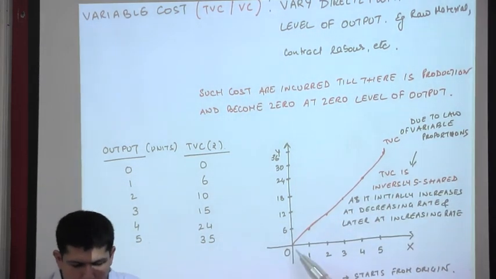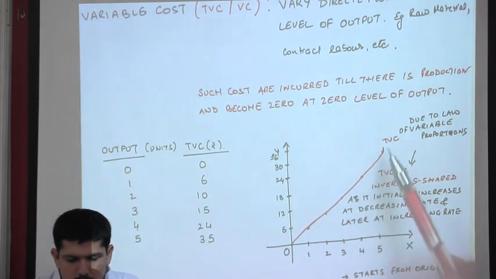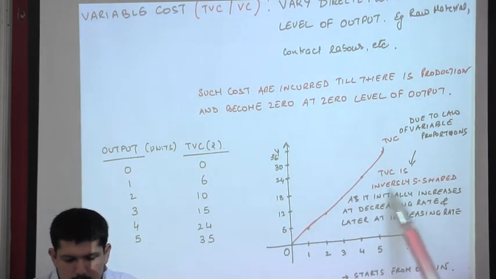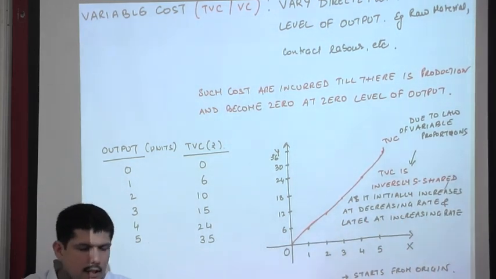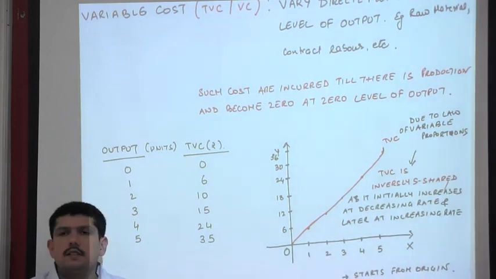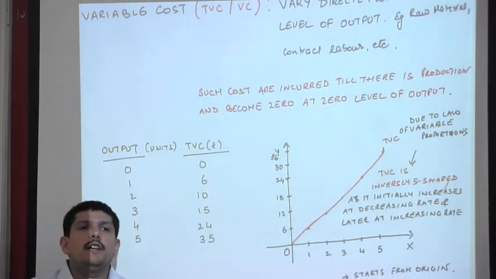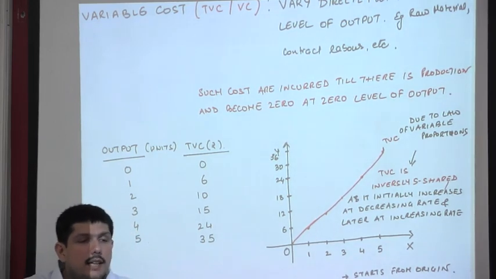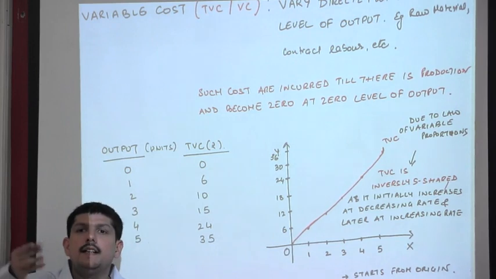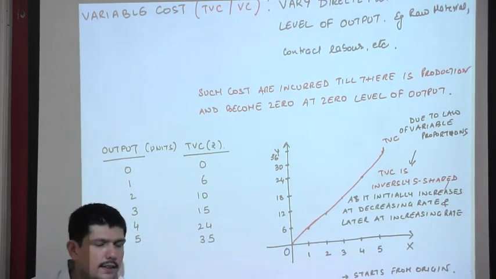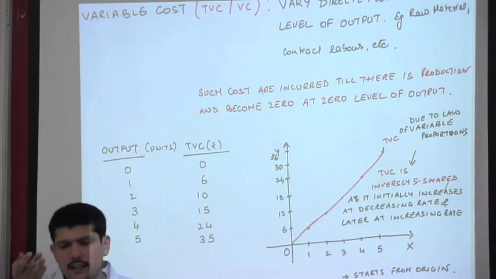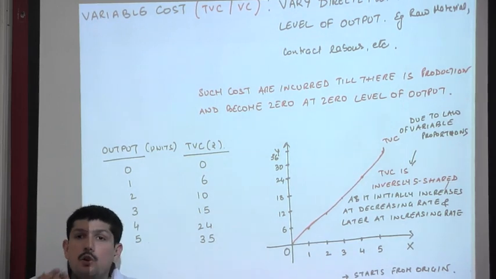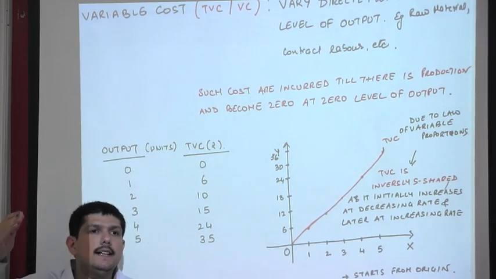So this, as we plot it on a graph, we get an inversely S-shaped curve. Before we discuss more on this, we saw in production yesterday that the law of variable proportions operates. What does the law of variable proportions say? Initially, the output will increase at an increasing rate. So when output is correlated with cost, when my output is increasing at an increasing rate, what are we saying?